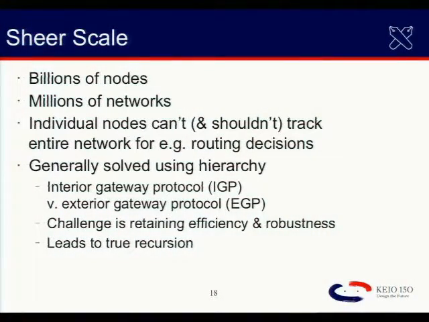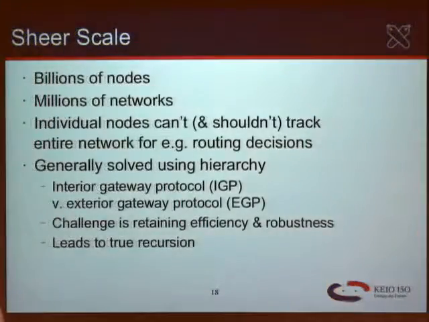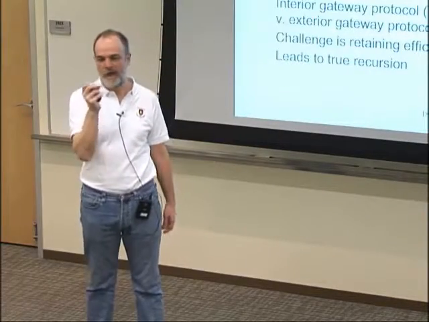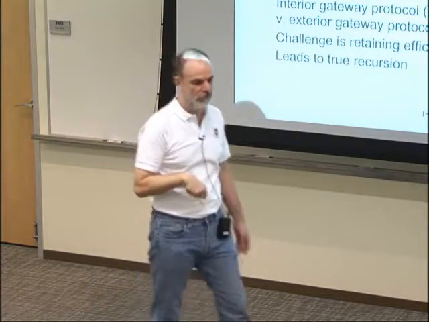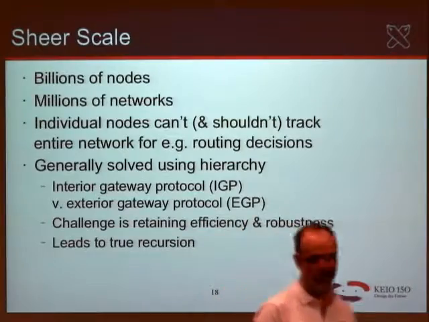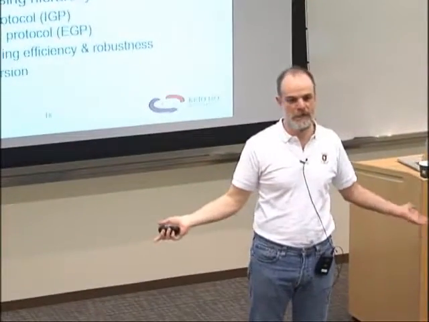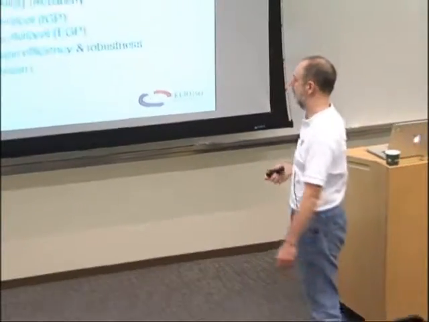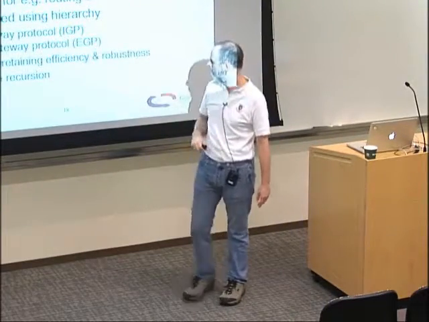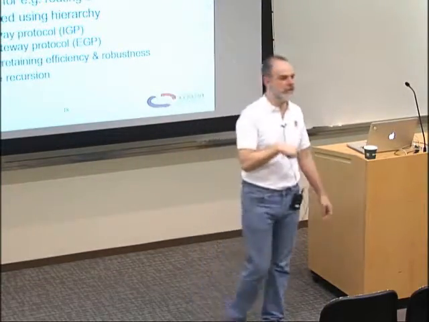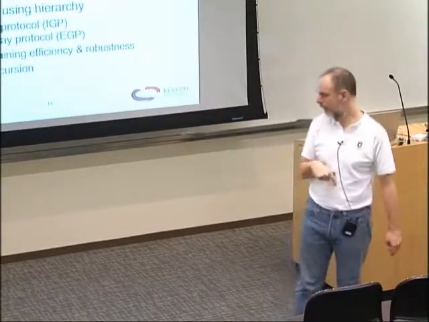The way we generally solve this in classical networks is by applying a form of hierarchy. The thing that's sort of most obvious in that sense is the difference between the internal gateway protocol and the external gateway protocol at the level of the global BGP, right? The Border Gateway Protocol for this internally, or across the entire internet. The challenge in doing this is maintaining efficiency and robustness in the overall system.